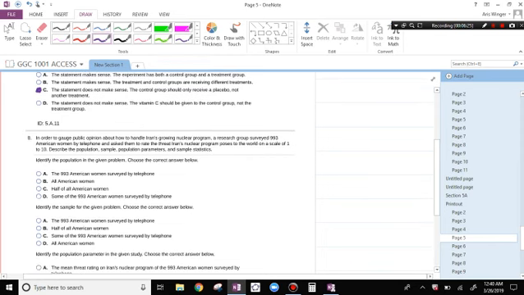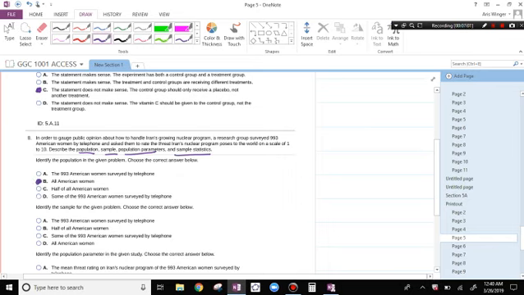In order to gauge public opinion about how to handle Iran's growing nuclear program, a research group surveyed 993 American women by telephone and asked them to rate the threat Iran's nuclear program poses to the world on a scale of 1 to 10. Describe the population, the sample, the population parameters, and the sample statistics. Identify the population in the given problem. Choose the correct answer below.